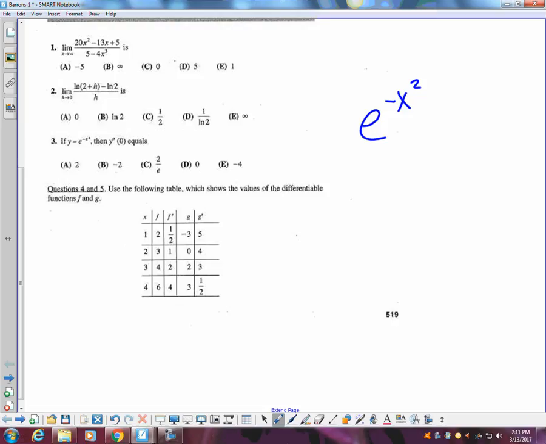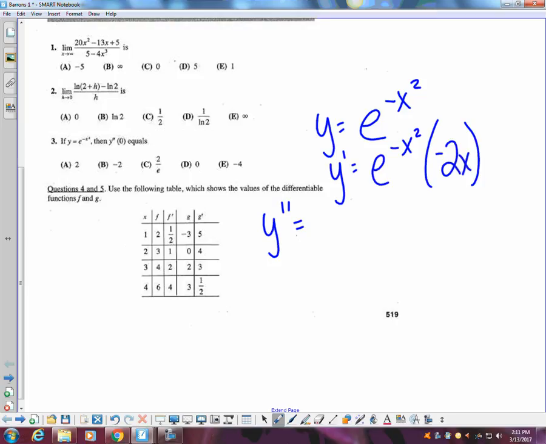Okay, so taking the derivative, y prime is going to be what? Yep, leave it alone, times the derivative of the up, negative 2x, times ln of the base, but ln of e is just 1, so we can skip that part. Now we're here. Can I clean that up in any way, shape, or form? Not really.